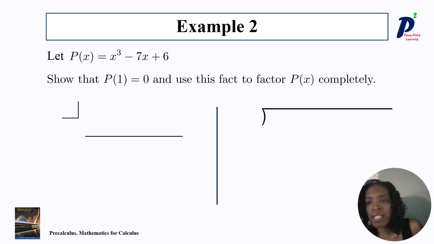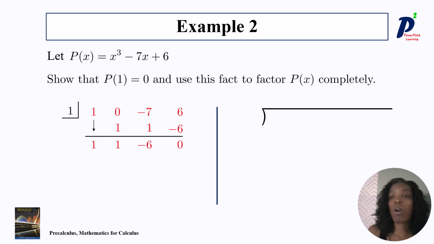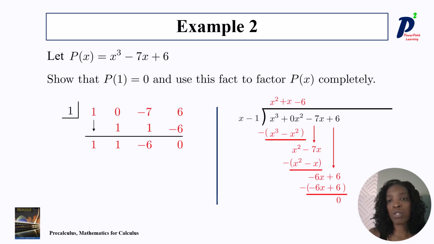Now, our next step is to perform either synthetic division or long division to get the quotient, which is going to be another factor. You can choose which method you prefer, but in this case, synthetic division is probably faster. And don't forget your placeholder for the x squared term.